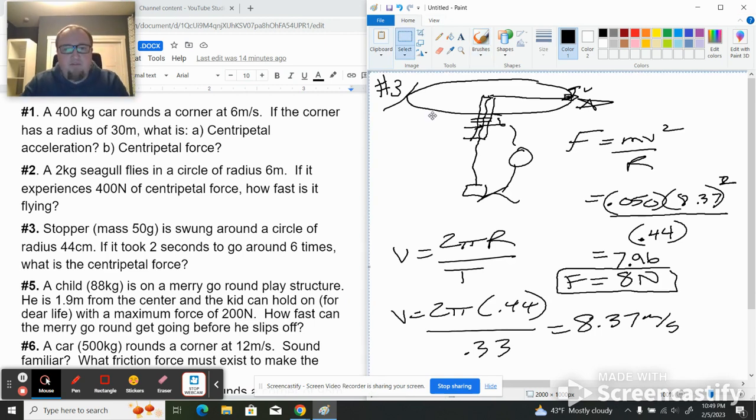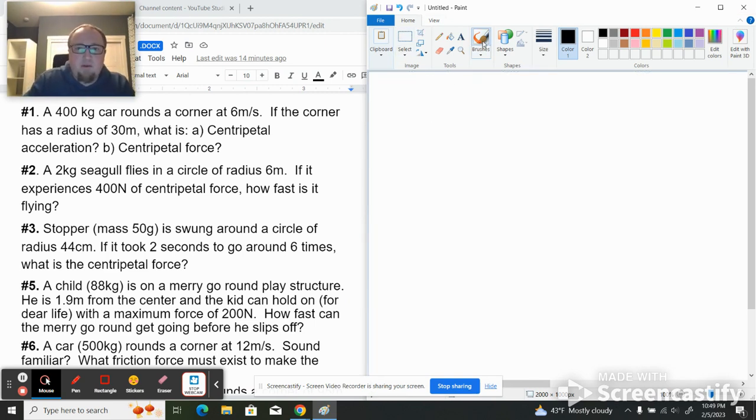Okay, let's get number 4 up here. Let's see what's going on with number 4. Number 4, a child is on a merry-go-round. Ooh, okay.